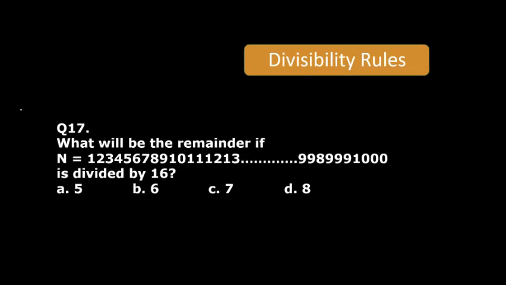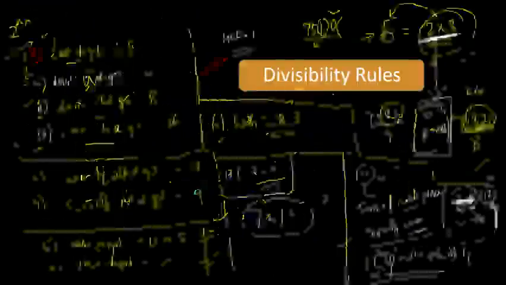Next question. Someone has written the number 1, 2, 3, 4, 5, 6, 7, 8, 9, 10, 11, 12, 13, and he is writing up to 1000. So if this number is divided by 16, what will be the remainder? Do you know what was the rule of 16? What was the rule of 16?